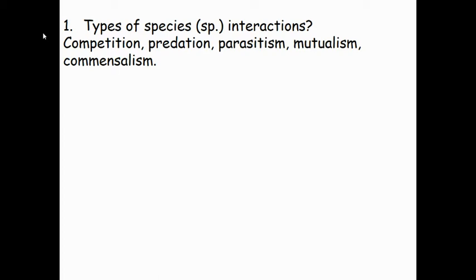So types of species. I'm going to abbreviate SP for species. So competition, predation, preying on or being preyed upon. And then types of symbiosis: parasitism, mutualism, and commensalism.